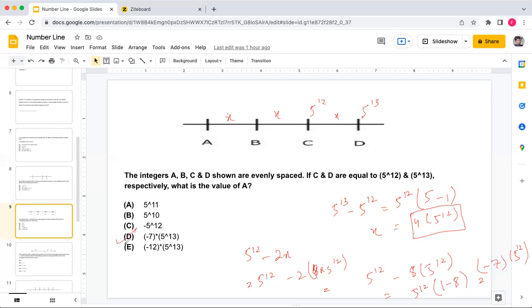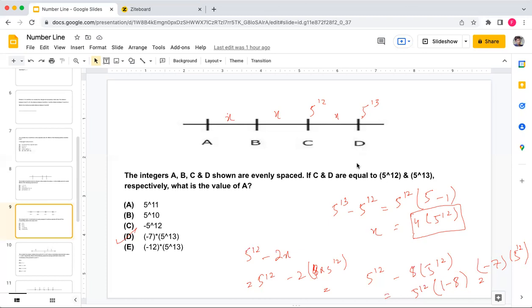Got the point? What exactly mistake did you make here? These are exponents and their difference; the way you are treating 5 power 11, 5 power 10, the distance can never be the same. But in D, you have 5 power 13, not 12.